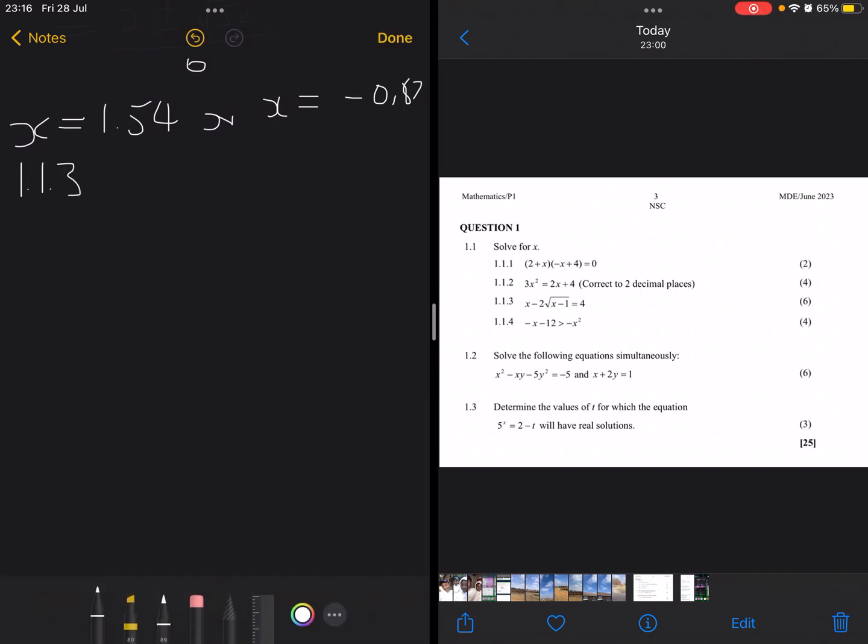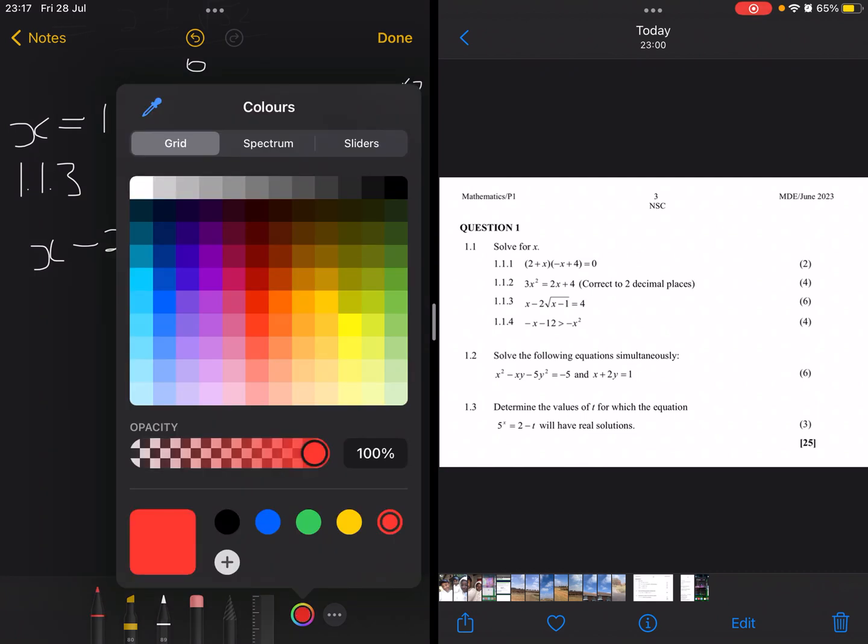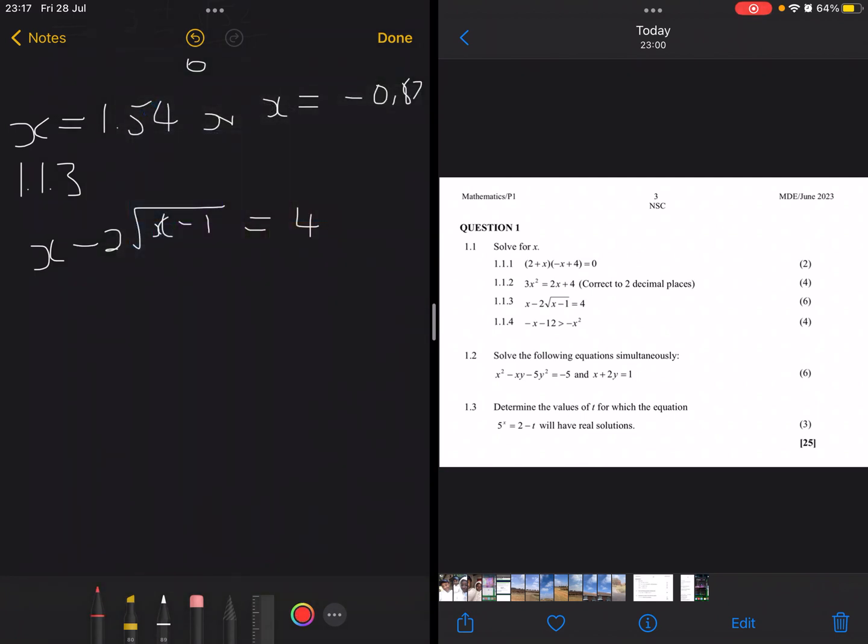1.1.3. This one, we call it the what? Squared equations. This one, it's x minus 2 root of x minus 1 equals to 4. Now, the first mark that you get here is isolating this part that has the square root.